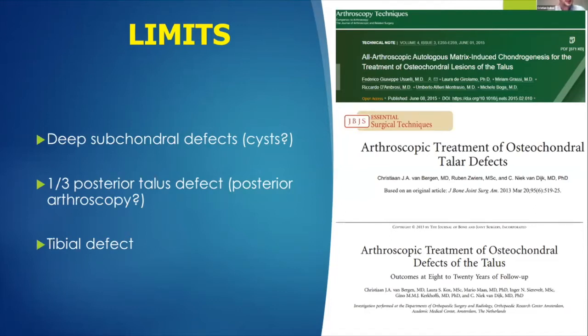And in my hands, what are these limits? These limits are deep subchondral defects with big cysts under the lesions, because in these cases you need to restore the shape of the talus. So probably in this case we should change our strategy. The same thing for the very far posterior lesions. With this technique, you can approach the anterior 2/3 of the talus. For the posterior part, we should change strategy, and maybe we should consider posterior arthroscopy to do it.